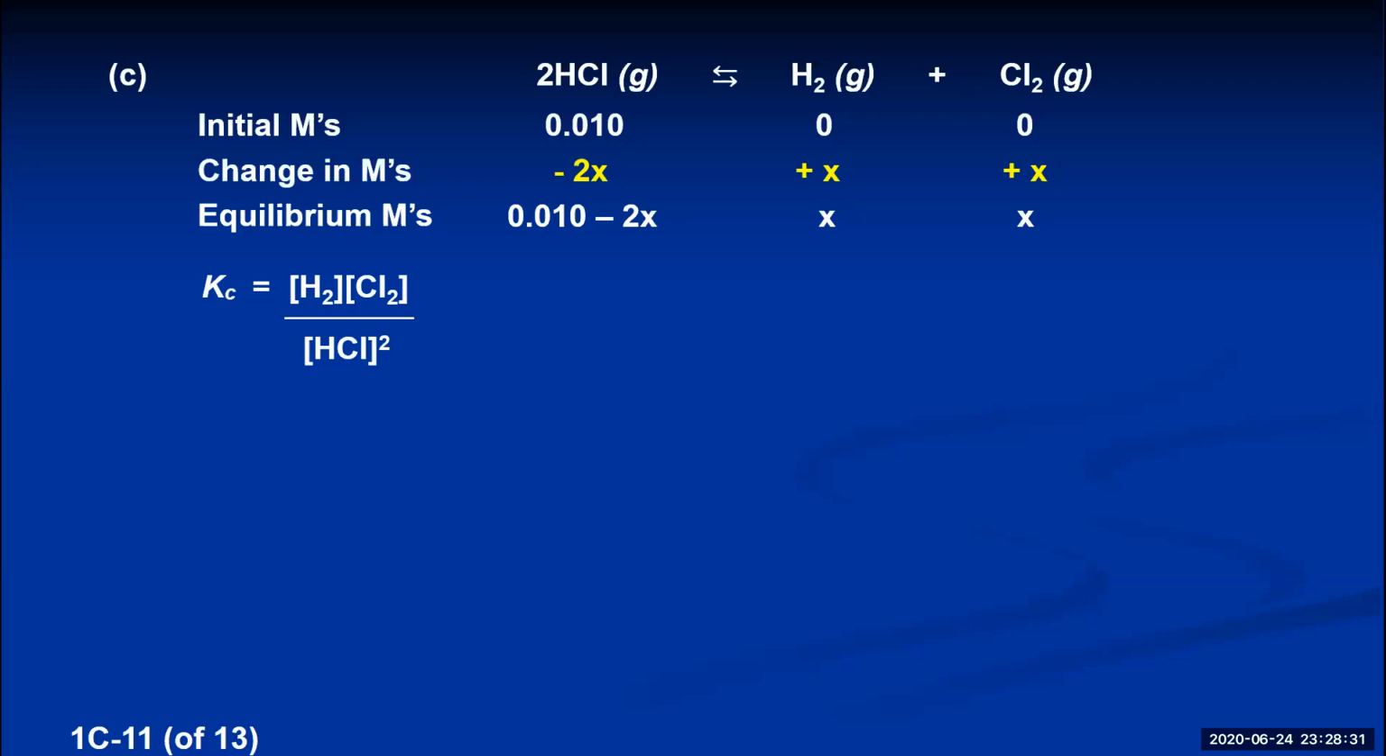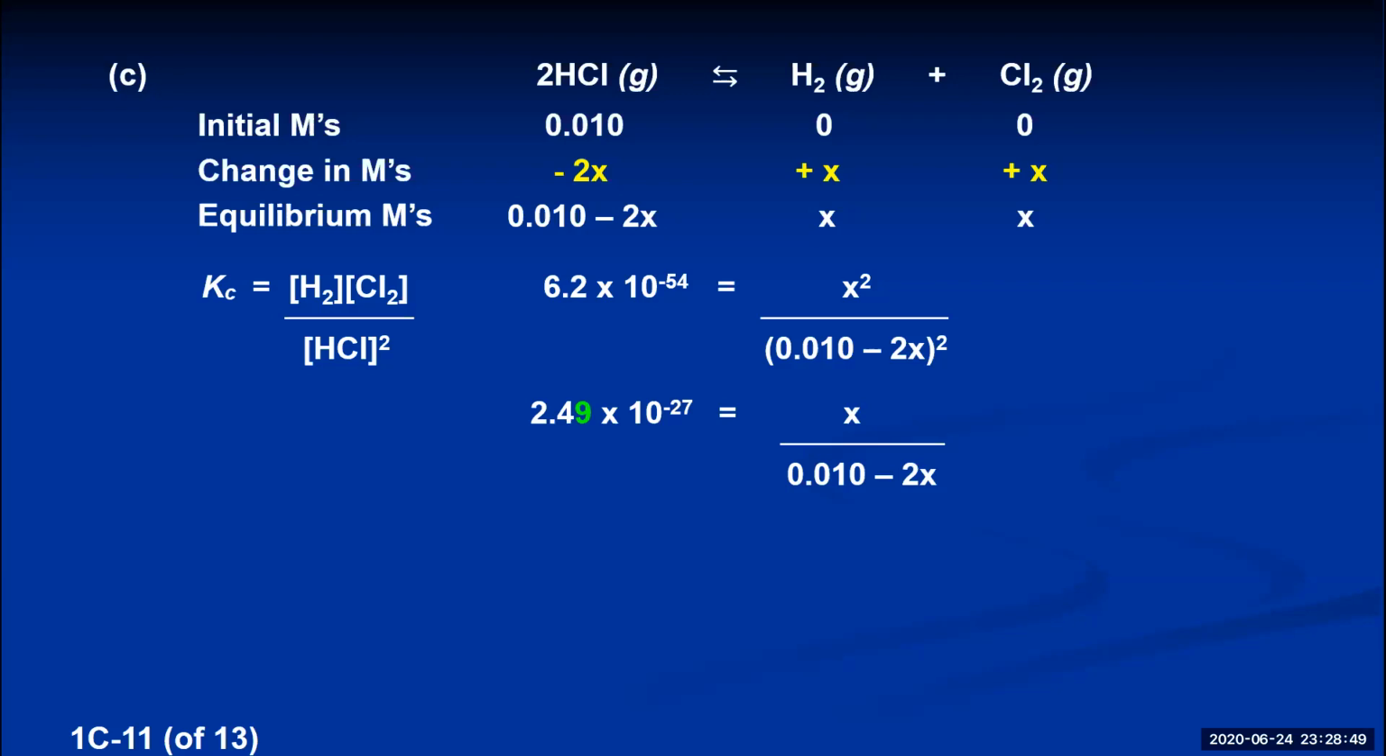So now we can write the equilibrium constant expression for the reaction, use the equilibrium constant and the equilibrium molarities of the reactants and products. If we take the square root of both sides of this equation, we'll get rid of all x's to the second power, and it'll be an easy equation to calculate. We get 2.49 times 10 to the minus 27th equals x over 0.010 minus 2x. Solving this for x turns out to be the equilibrium concentration of hydrogen, and we get 2.5 times 10 to the minus 29th molar.